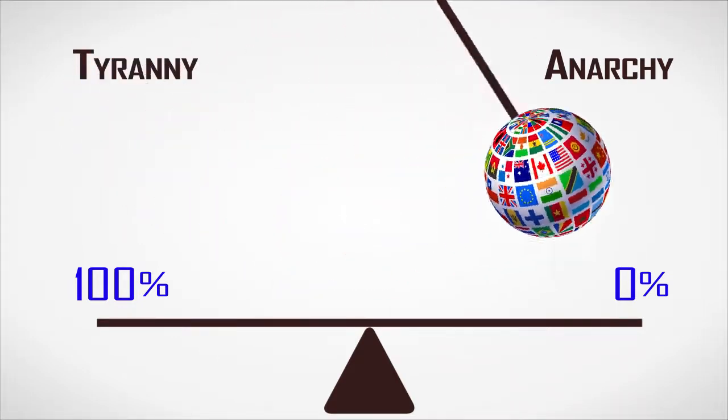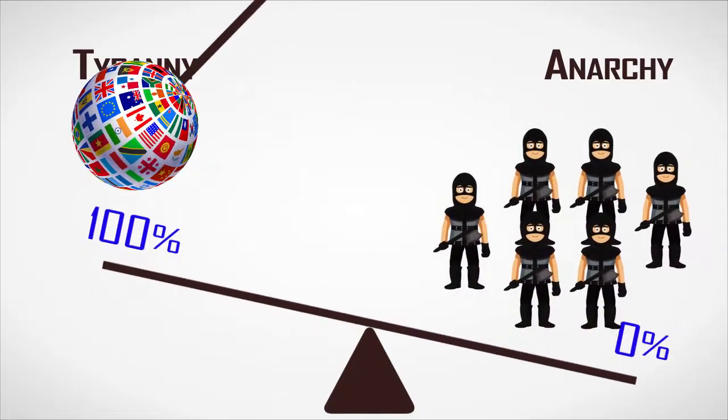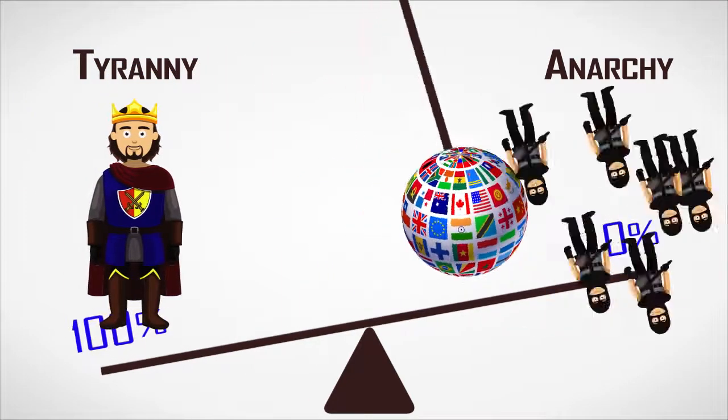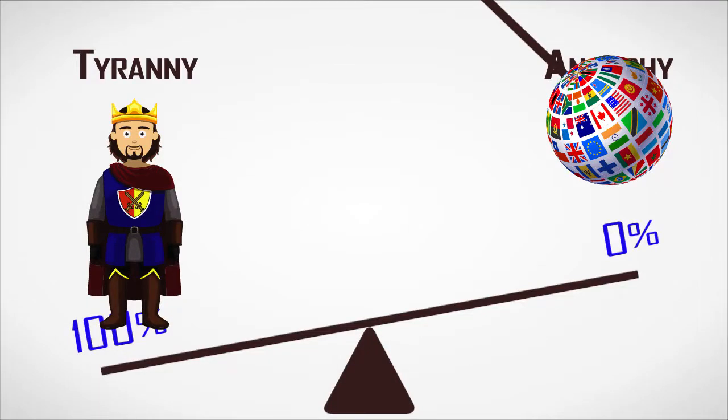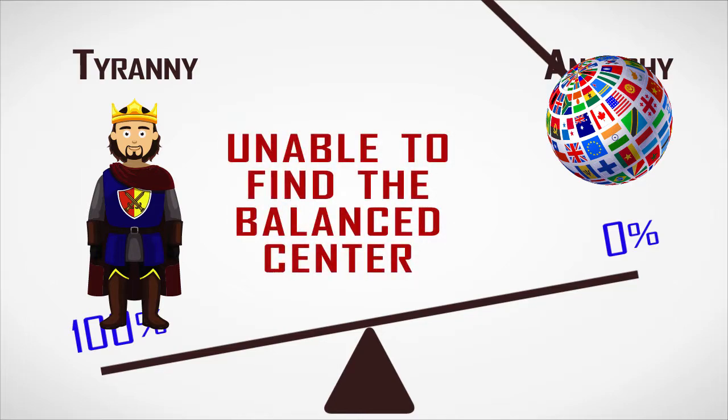History teaches us that nations are constantly swinging back and forth between tyranny and anarchy. And here's how the simple story goes. The people are dominated by a tyrant, and then they rebel. The tyrant's taken out of the way, and a new power struggle begins with anarchy and chaos reigning. Then a new tyrant takes over and restores order. People went from tyranny to anarchy, and then back to tyranny. It seems that people have been unable to find the balanced center.